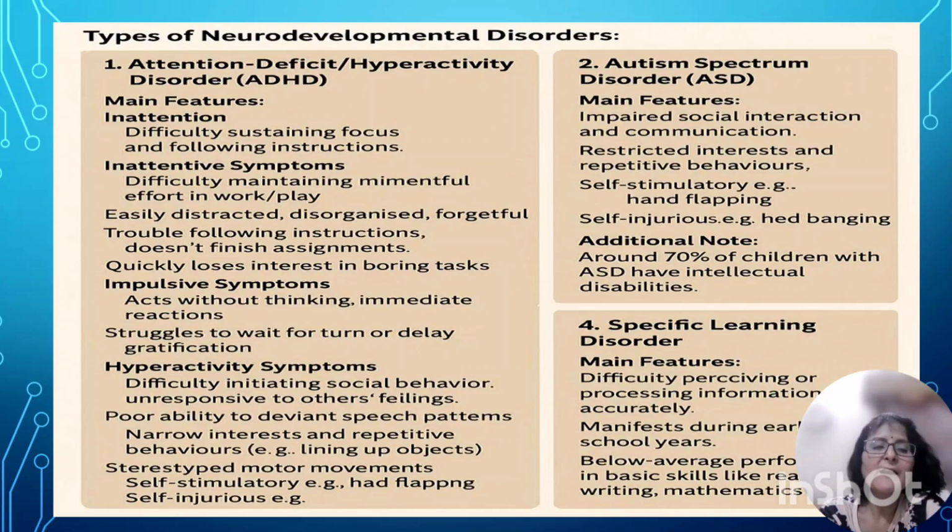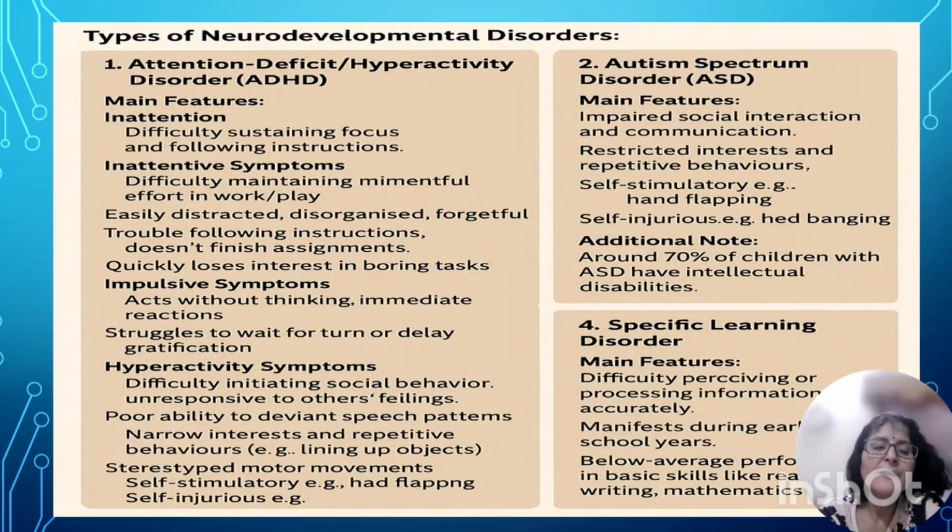They must be experiencing trouble following instructions, don't finish the assignment, and quickly lose interest in a boring task. And then impulsive symptoms: they act without thinking, with immediate reactions. They do not have the patience to wait for their turn or wait for something. That delayed gratification, you find they struggle with.